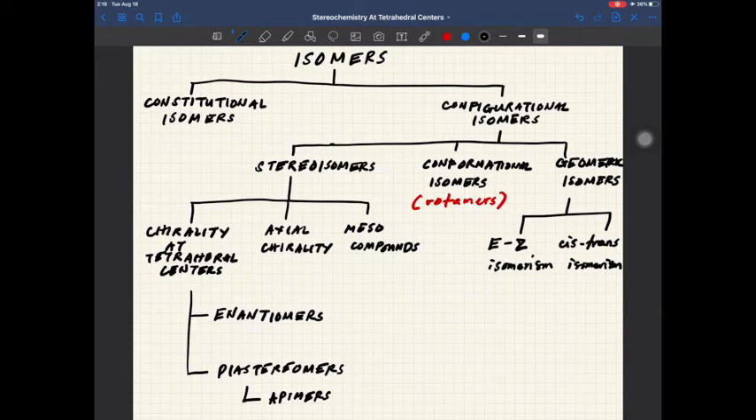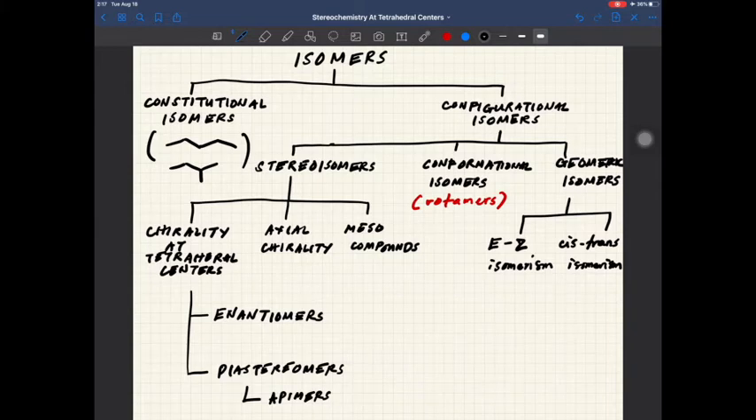The following diagram shows the classification of all isomers that can be found in organic chemistry. We have constitutional isomers. Constitutional isomers are compounds having the same chemical formula but different branching structures. Examples of constitutional isomers are this compound, pentane, and this compound. So these two are constitutional isomers. They have the same formula but different branching structures.